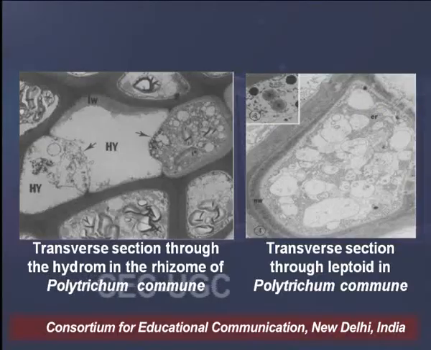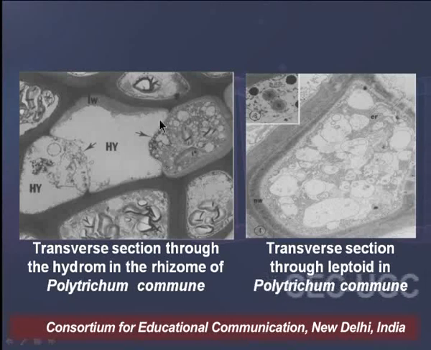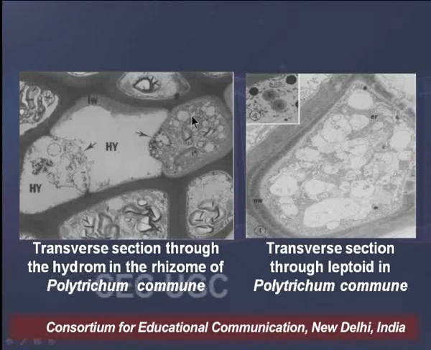In this diagram, you can see a transverse section through the hydrome in the rhizome of Polytrichum commune. These two cells, this one cell and the other cell, represent hydroids. These are the ultrastructures of the hydrome, whereas the other diagram is of a transverse section through a leptoid in Polytrichum commune.